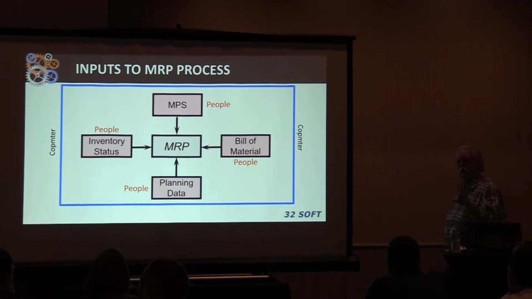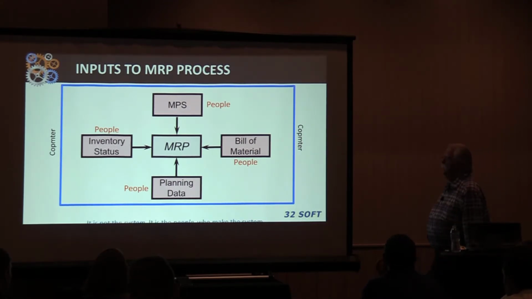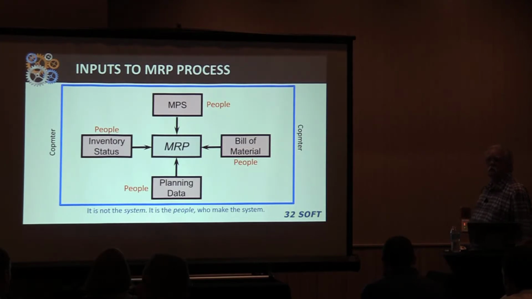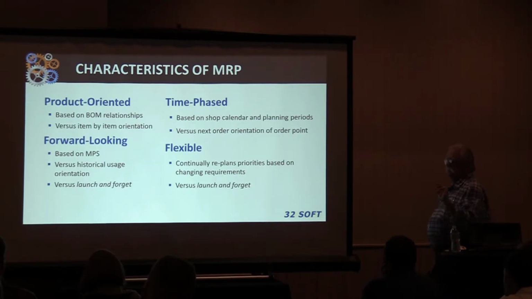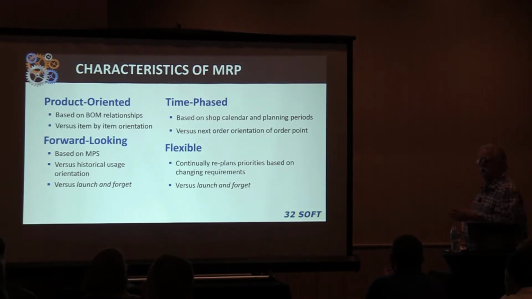And what we find when we deal with MRP, if we go to any company and their MRP is not working, it's either people don't understand, or the data's wrong. It's not the computer. The computer knows exactly what to do. And you'll find with DDMRP, it is the people again who make the system work. So the characteristics of MRP: it's product oriented, it's based on a bill of material, it's time phased, based on the shop calendar. Make sure you go into calendar maintenance and holiday maintenance, because otherwise you'll be scheduling things on days that aren't there. It's forward-looking, based on a master production schedule, which is based upon a forecast.